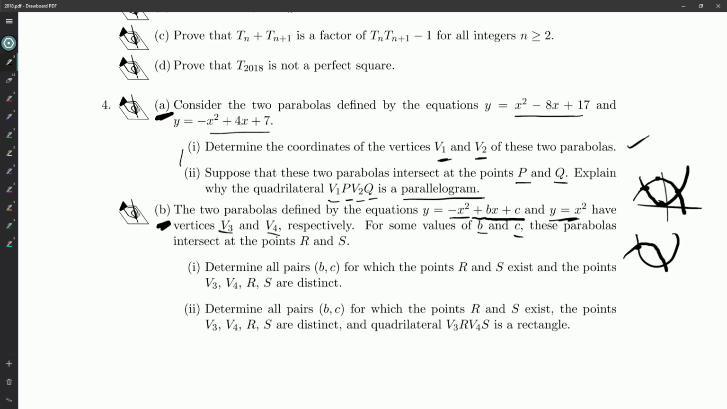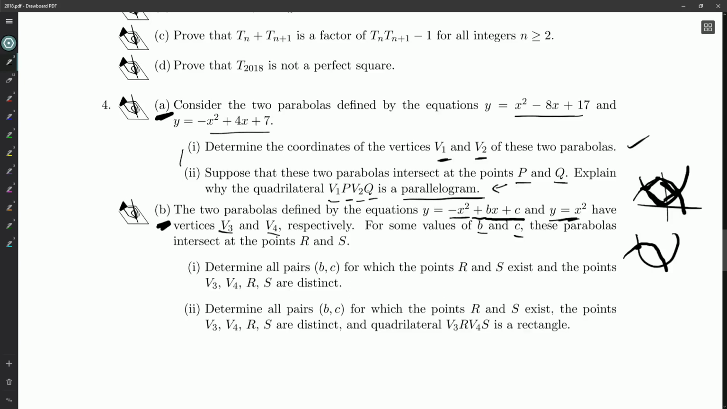And then the second part of this one, really this should have been broken down into an A, B, C, and D maybe, but oh well. Determine all pairs BC for which the points R and S exist. All the points are distinct. So we're just adding something on here. And the quadrilateral is a rectangle. So not just a parallelogram like up here, but we do want a full rectangle.